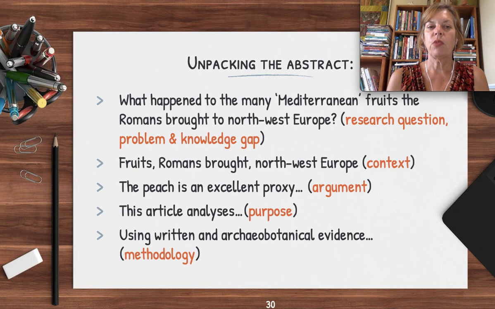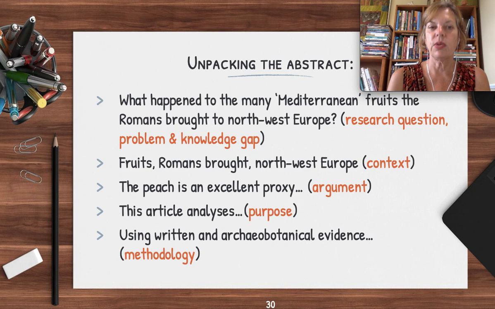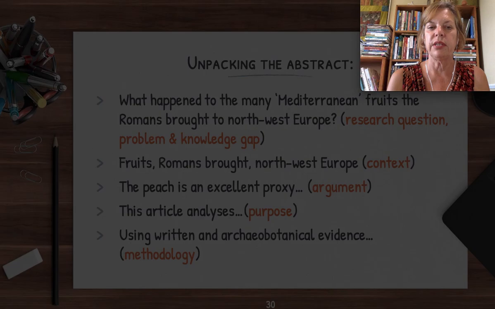What happened to the many Mediterranean fruits the Romans brought to Northwest Europe? That's the first sentence. And what that really is, is the research question, the problem, and the knowledge gap all in one sentence. So we've got the question, the knowledge gap is that we don't know what happened to it, and the problem is around what happened to the Mediterranean fruits. Okay, if we go back, we'll look at the context. We know that it's in Charlemagne's time, Northwest Europe, it's about fruit. So we've got a good sense of what this project's about.